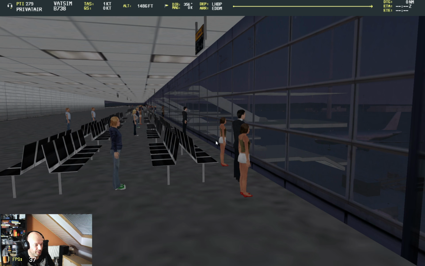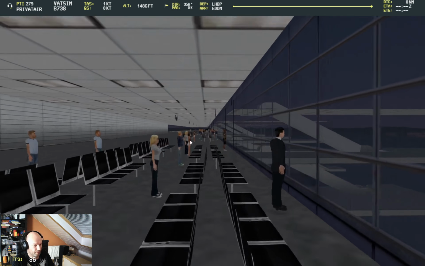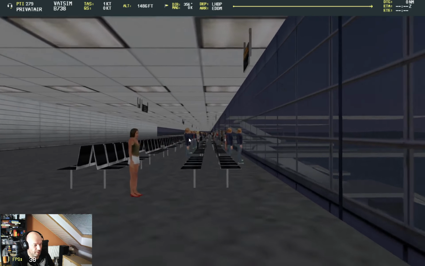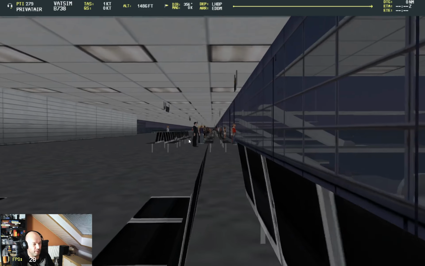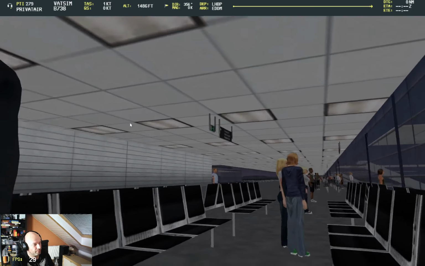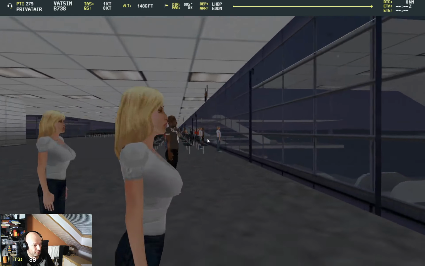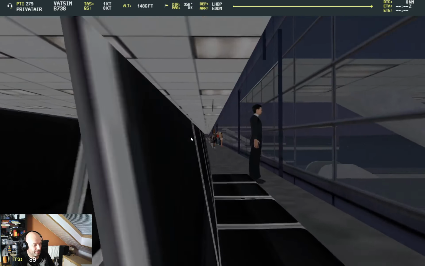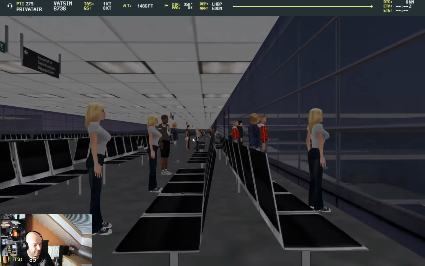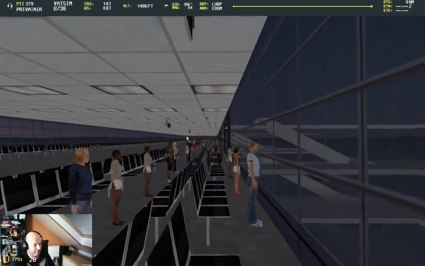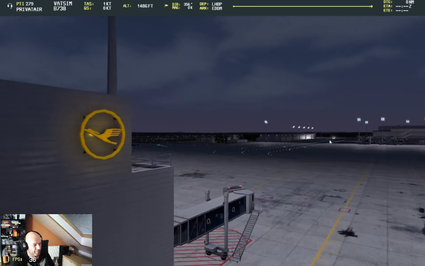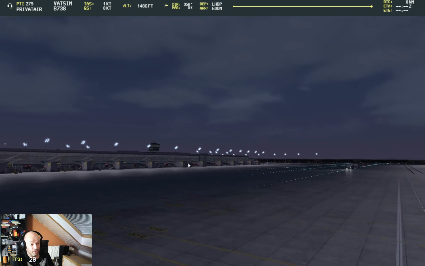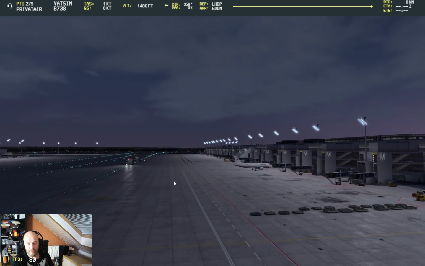So these are generic models that have been placed repeatedly. Maybe we find Mrs. Escobar here and Mr. Escobar? No, it's not Escobar. But they're all the same. But it doesn't really matter. Flight Simulator is made to fly aircraft and not to look at people standing in terminals.